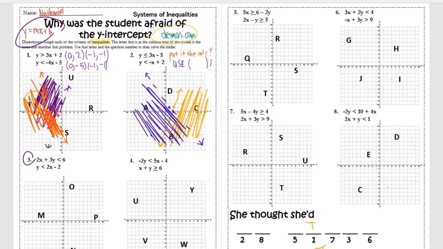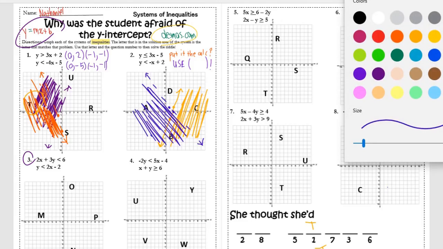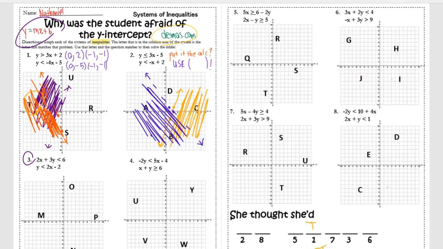So we see that B lies between our two shaded regions. So B is our answer for number 2. It lies in the intersection.